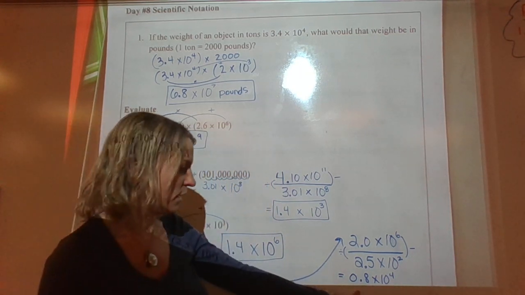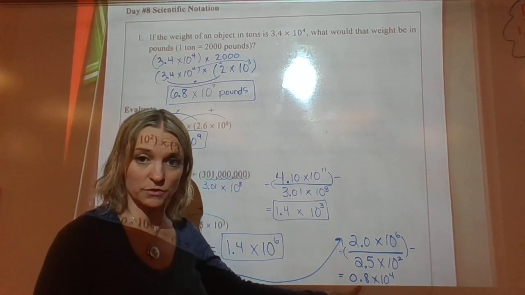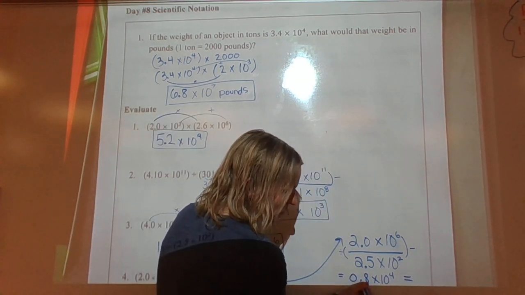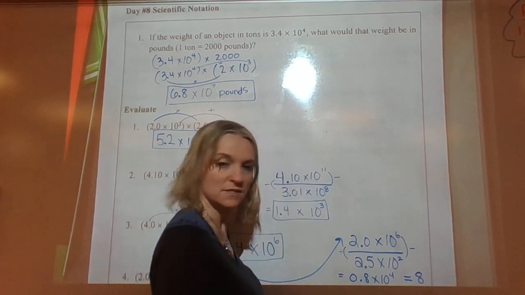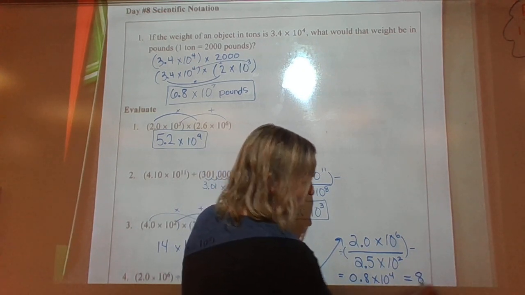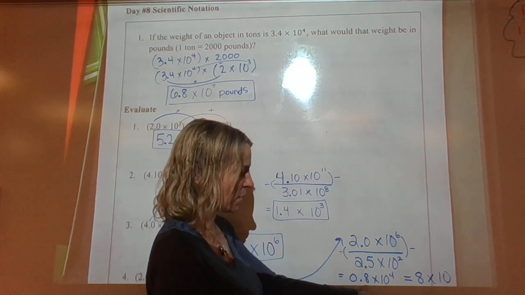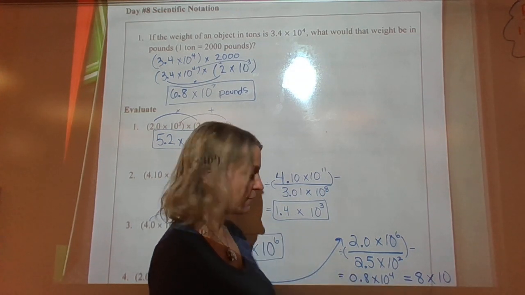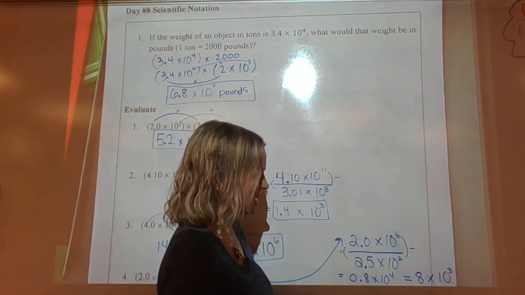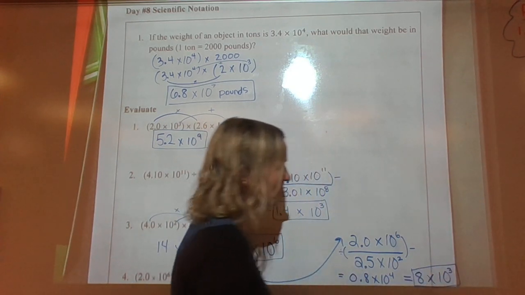Okay, now I look at my answer. I notice something again. This 0.8 is not between 1 and 10, so I have to tweak it a little bit and move my decimal over. If I just move it one spot over, then it becomes 8 instead of 0.8, which is between 1 and 10, right? So then if I change that, I have to change my exponent. This time I made this part bigger, so to compensate for that, I'm going to make my exponent smaller. Now this is between 1 and 10, and we are all good to go. It is in scientific notation.